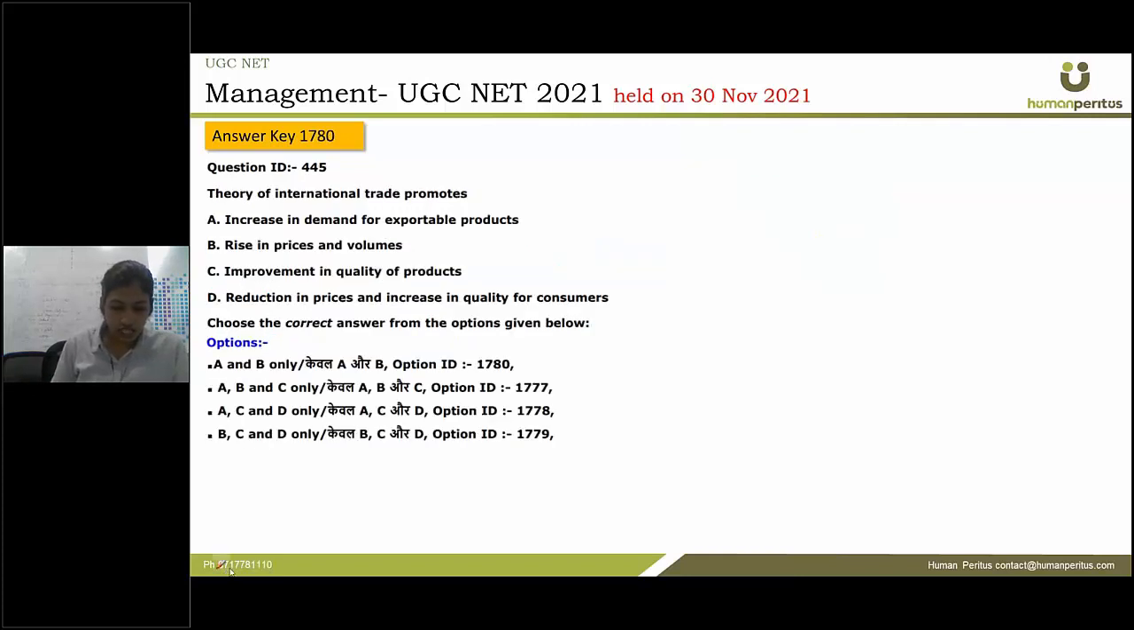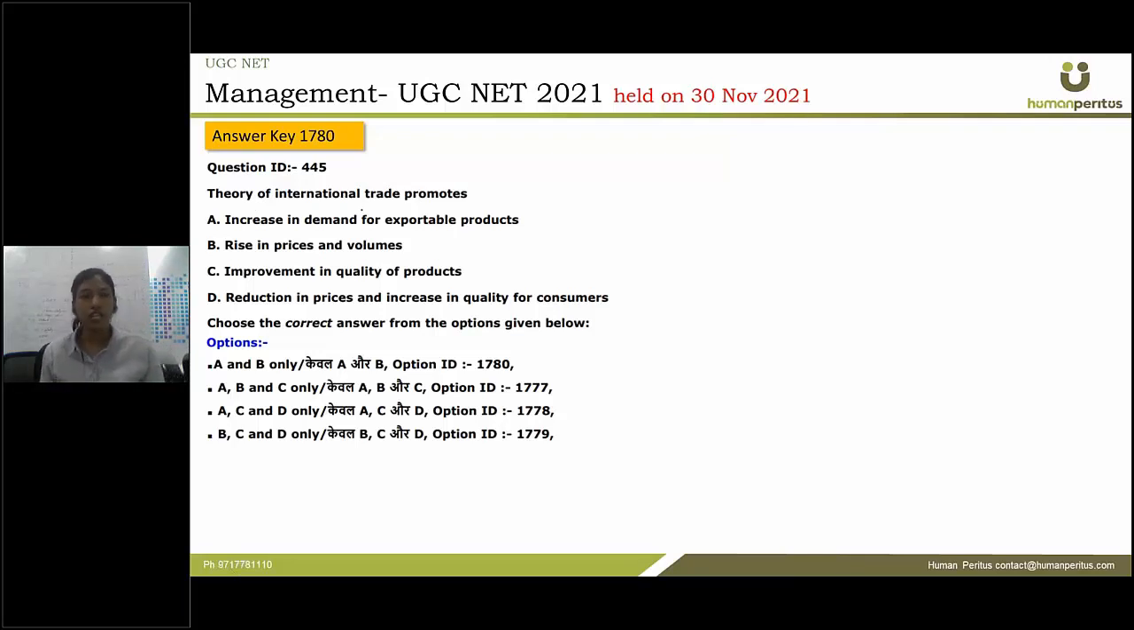Now this question is asking theory of international trade promotes. As we all know, there is no particular theory of international trade. There are theories that are related to international trade, like absolute advantage theory and Porter's national competitive advantage theory. There are multiple theories, but there is no particular theory that is the theory of international trade. So we can say that this question is poorly drafted by the NTA.